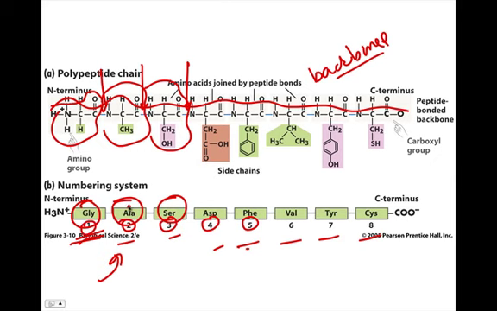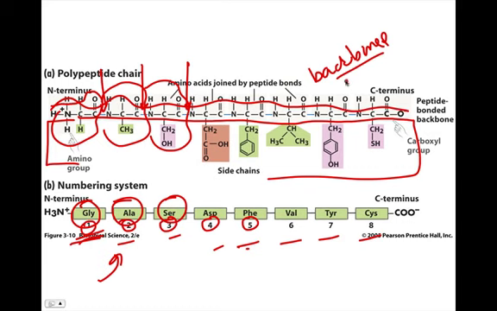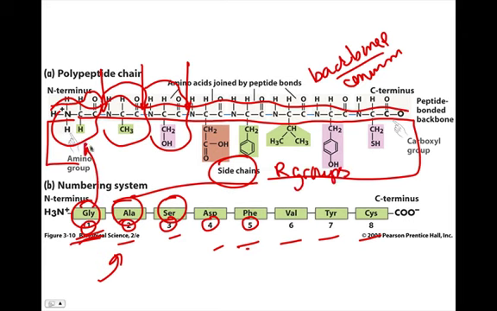And I said you don't need to memorize these names or these structures, but here's something you should be able to identify, and that is each amino acid has a portion that is unique. So the backbone is common, and what are called side chains or R groups are unique. So there's the side chain for glycine. There's the side chain for alanine.